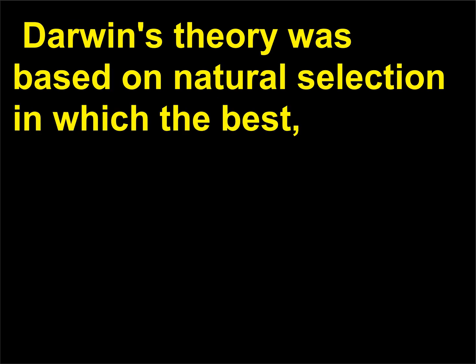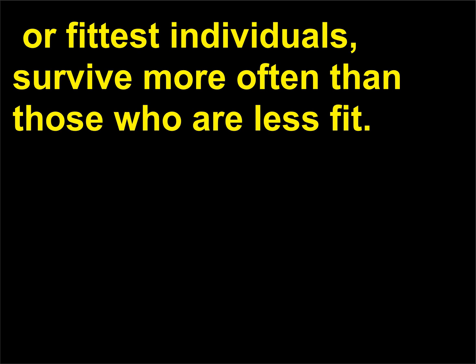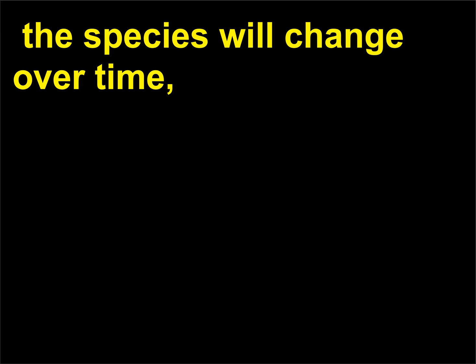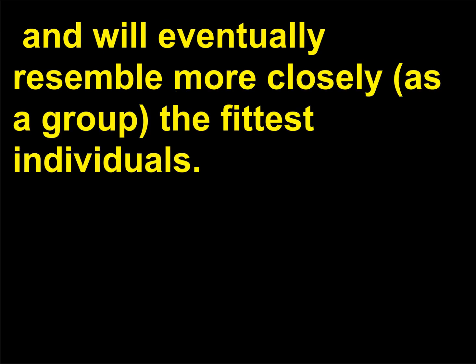Darwin's theory was based on natural selection in which the best or fittest individuals survive more often than those who are less fit. If there is a difference in the genetic endowment among these individuals that correlates with fitness, the species will change over time and will eventually resemble more closely, as a group, the fittest individuals.